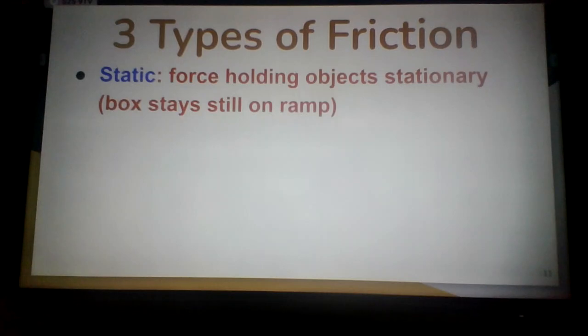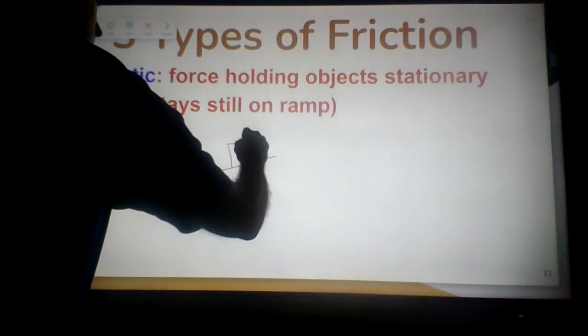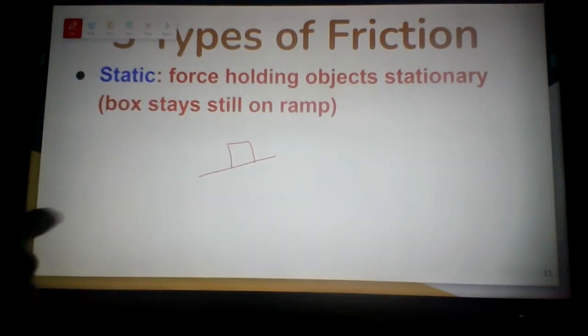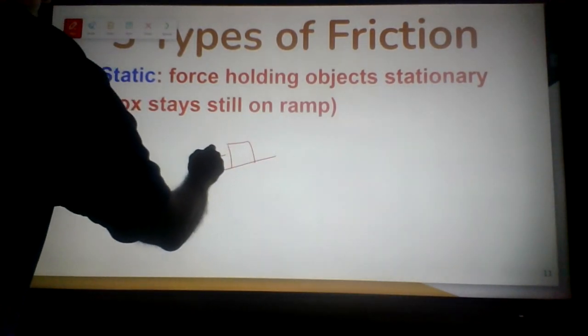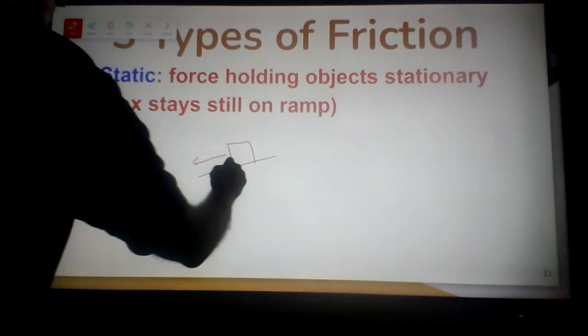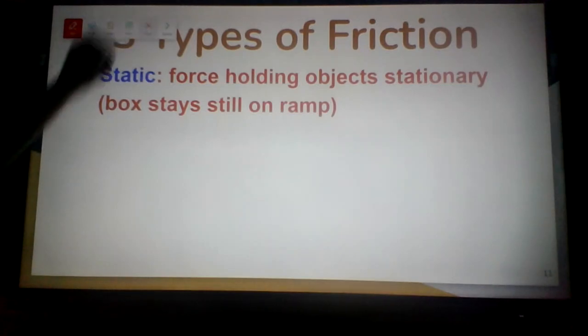So if I have a ramp, go ahead and draw that. I have a ramp, and I place a box on that ramp, especially if the ramp is kind of rough, not really smooth. Well, the gravity's trying to pull that box down the ramp, but friction is acting in the opposite direction to push back up. That box will stay still. We say there is static friction.